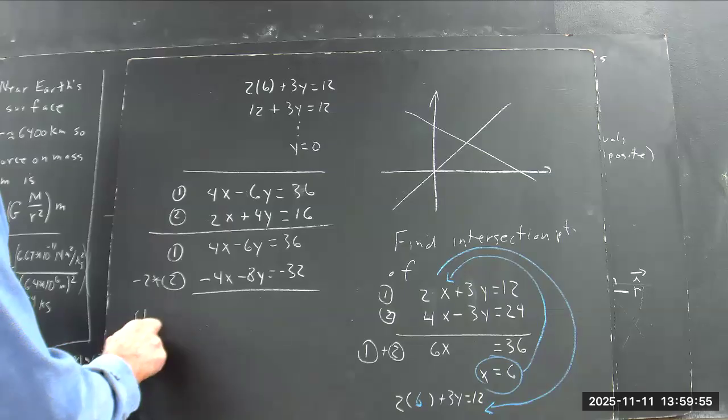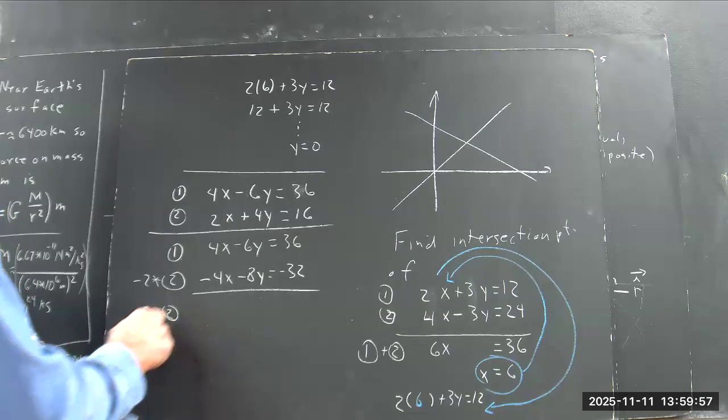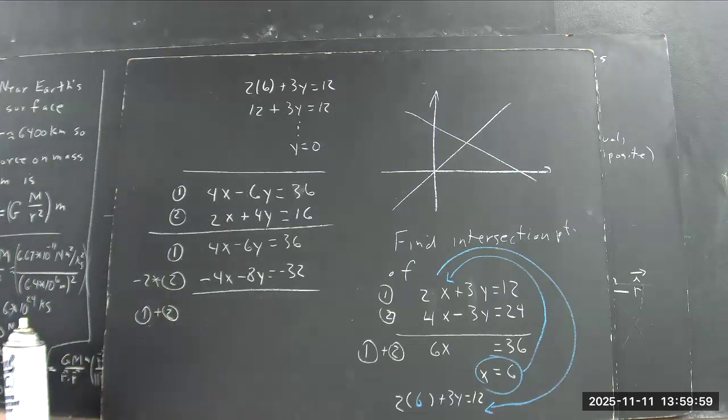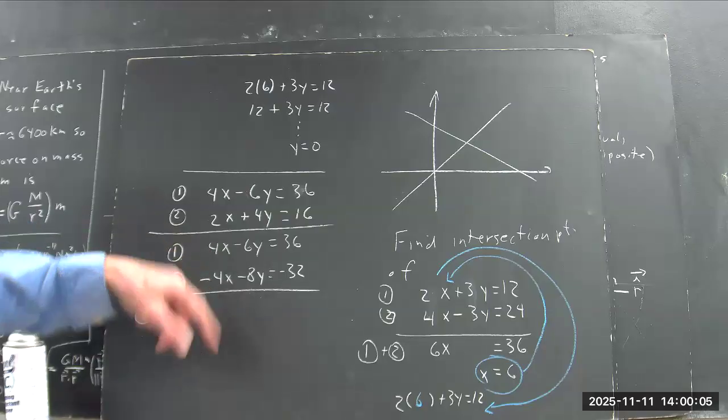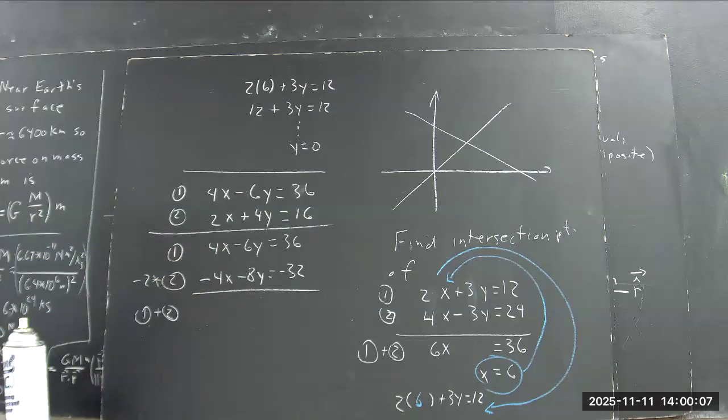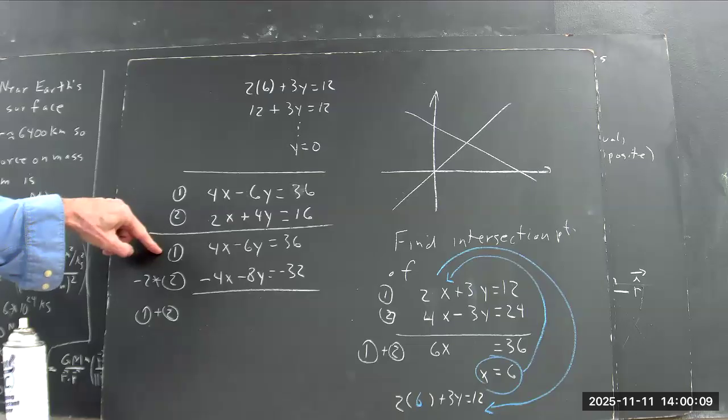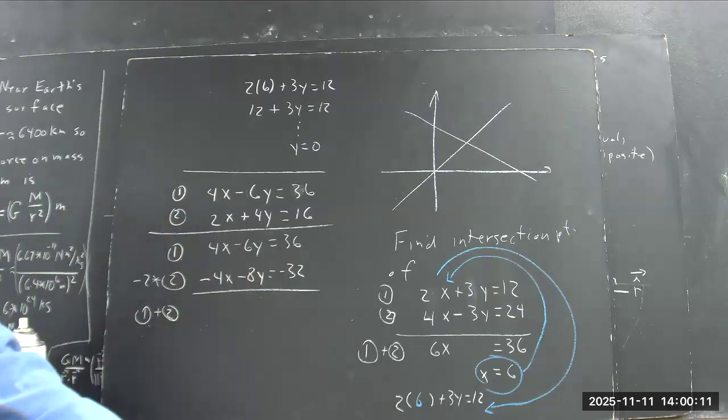Now, if I add equation 1 to equation 2, and what I mean by my notation here with the circles, equation 1 is the equation 1 in the previous step, right? It's not this anymore, it's this. This is the most recent equation 1.